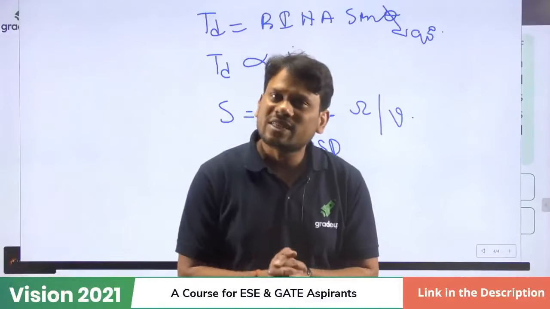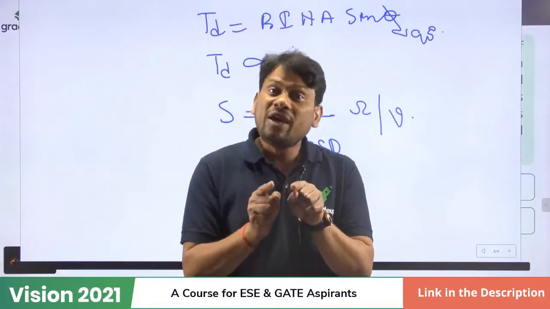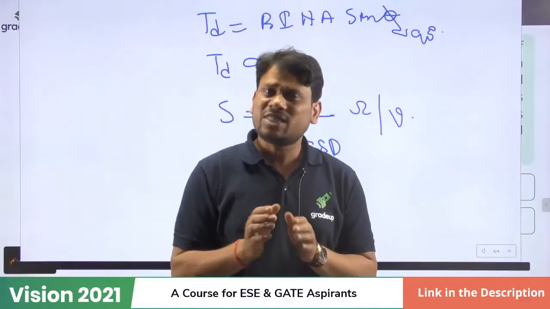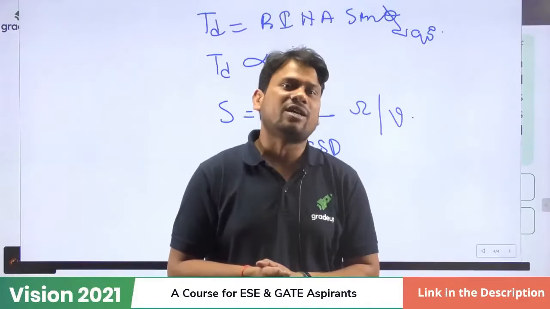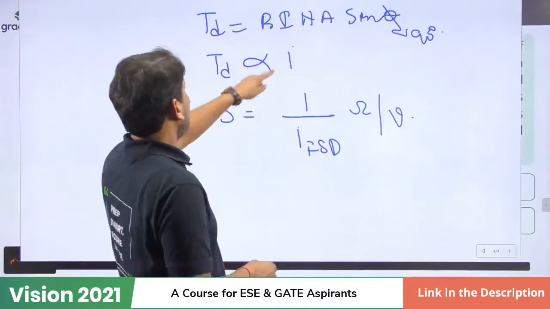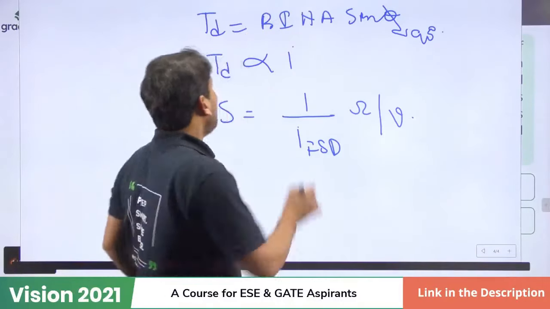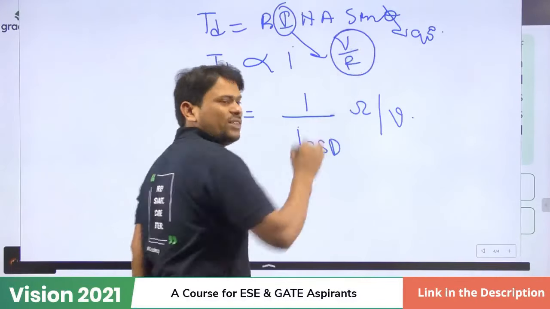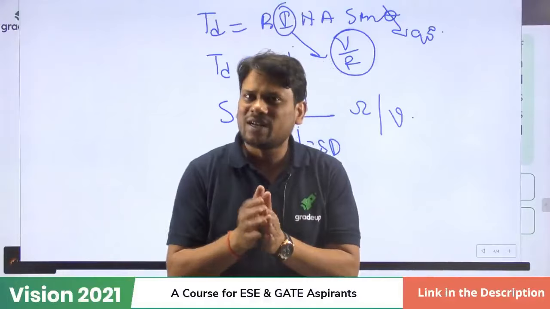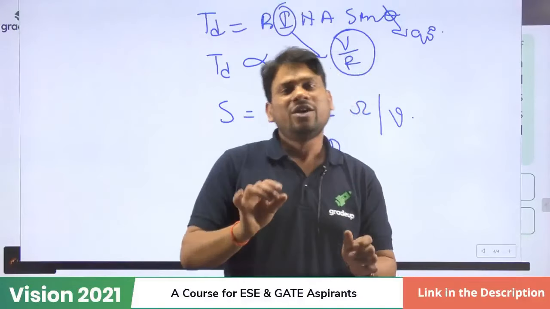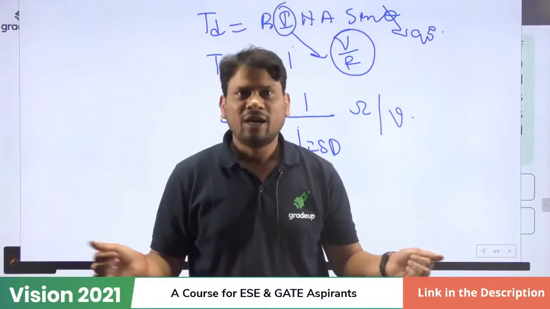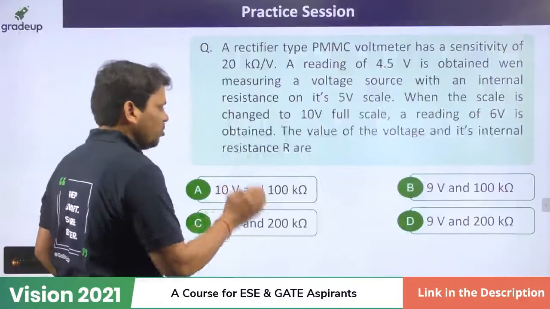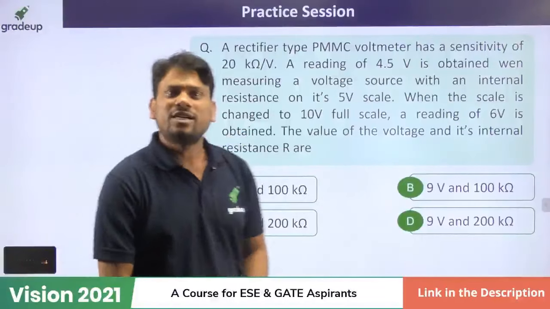Similarly, we can describe the sensitivity of a PMMC voltmeter. In place of I, we can replace this I by V by R. In that case, we can convert our PMMC ammeter into a PMMC voltmeter. Please listen to me carefully. We are going to take our example related to PMMC, and please try to understand and solve it.